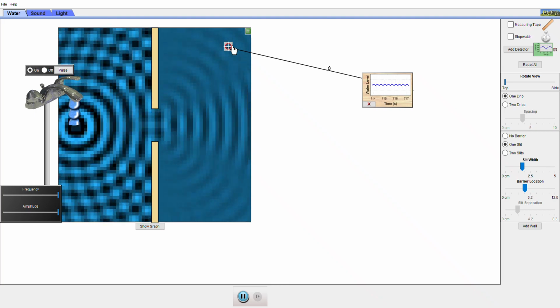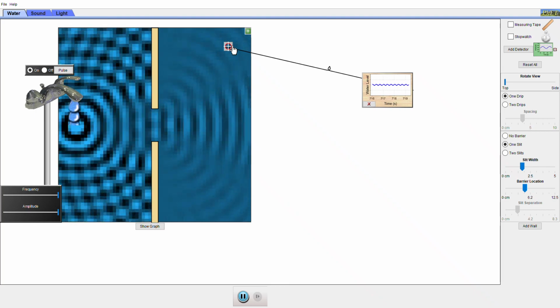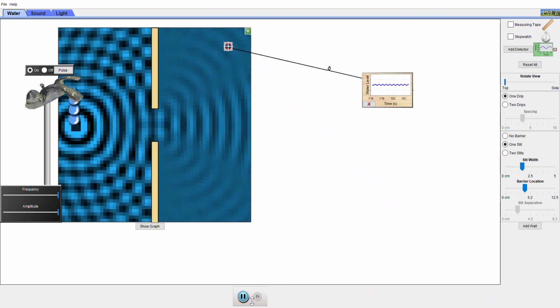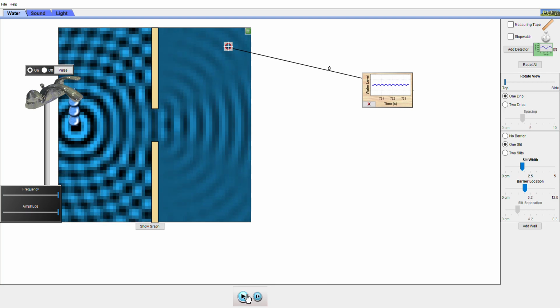So take a minute and draw the pattern that you see on the screen right now. Let me pause it. It might be easier to draw when it's paused. Okay, draw what's on the left side and the right side. Don't worry about drawing the faucet or the drips. Just draw the wave pattern you see in the tank.